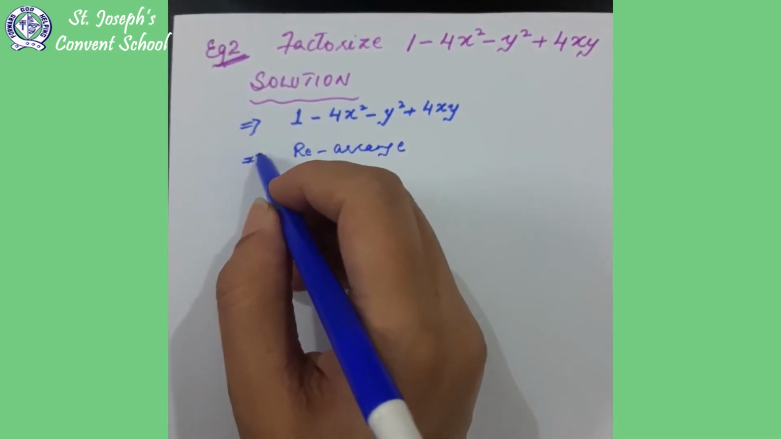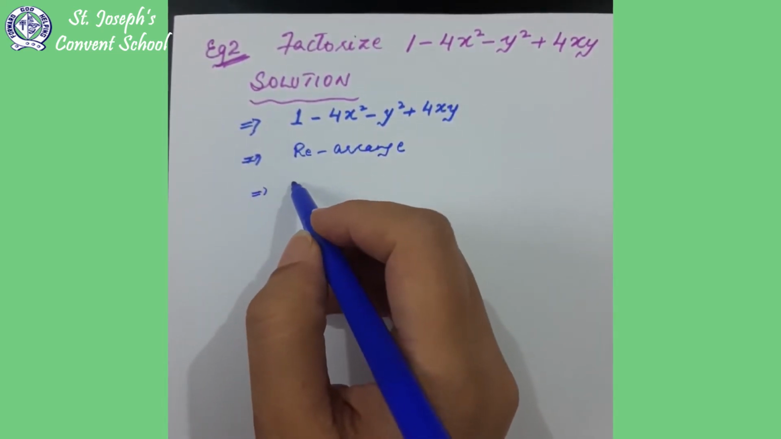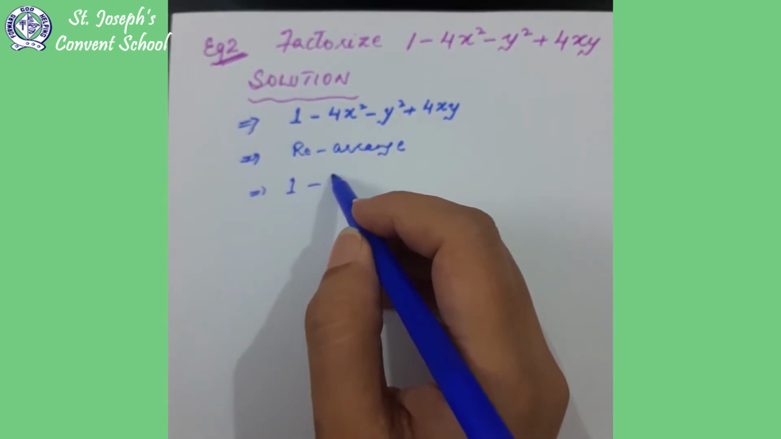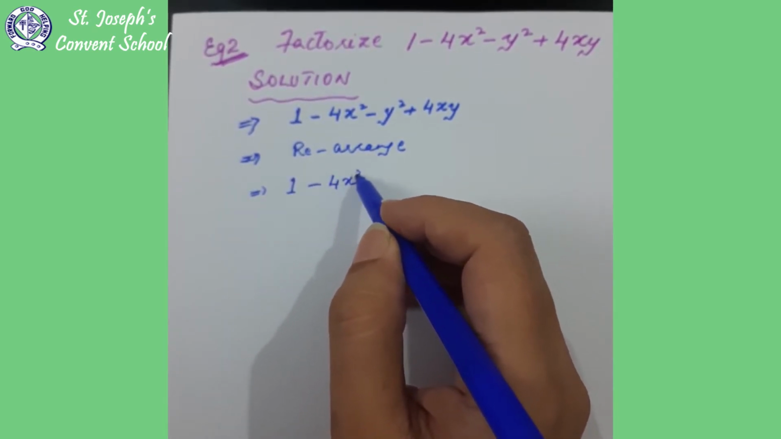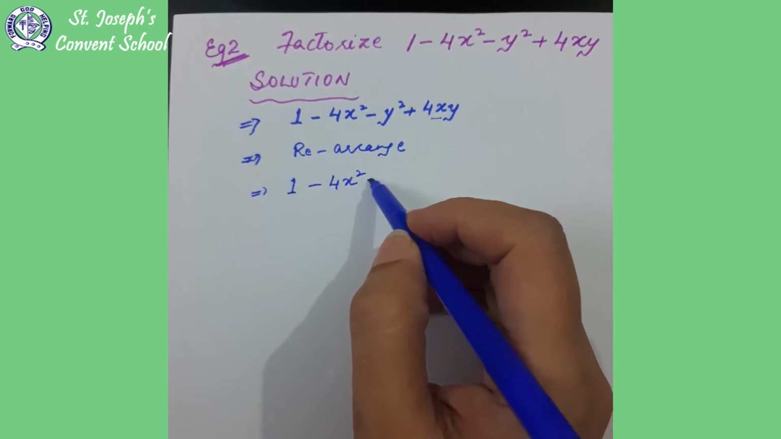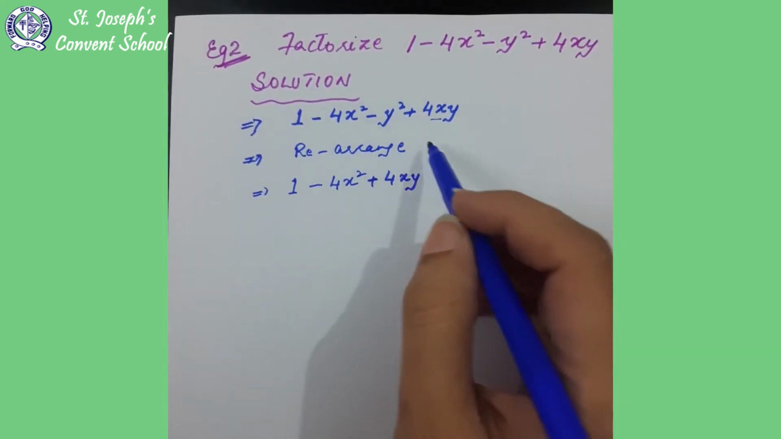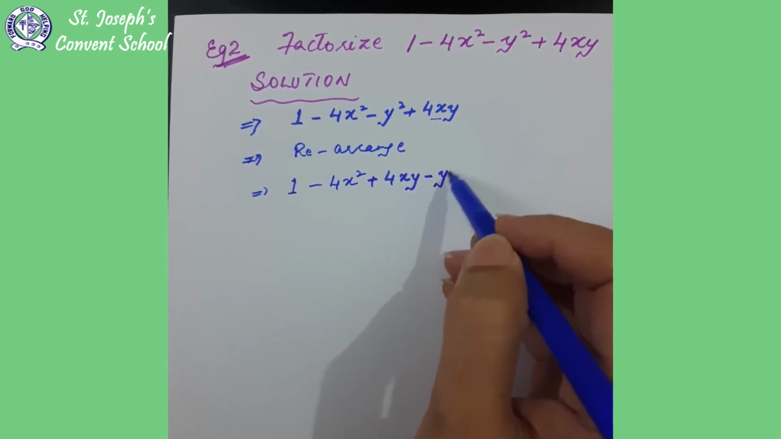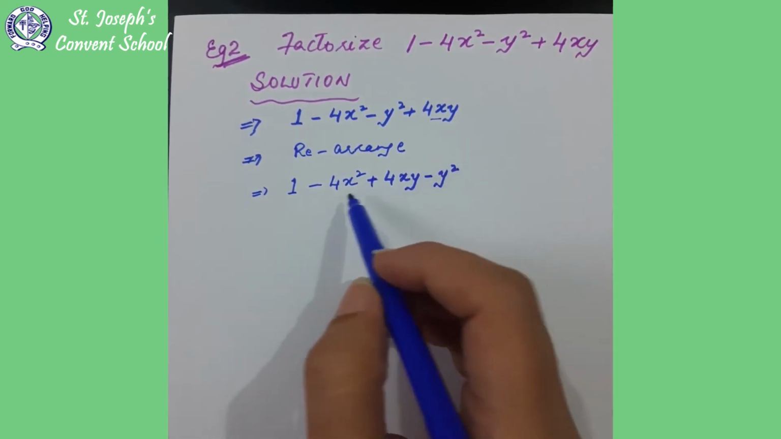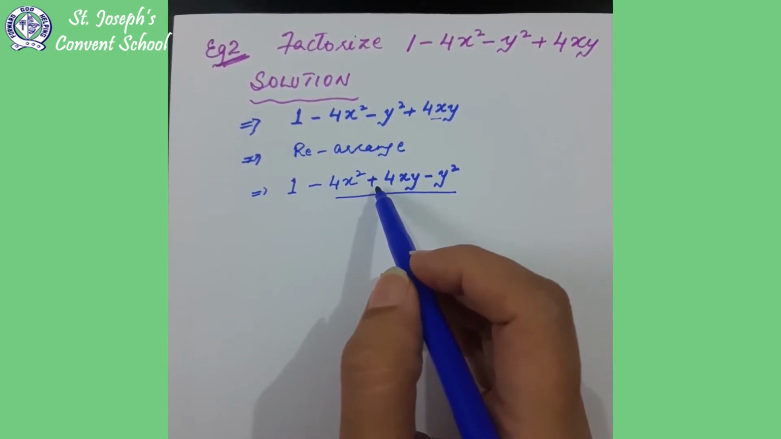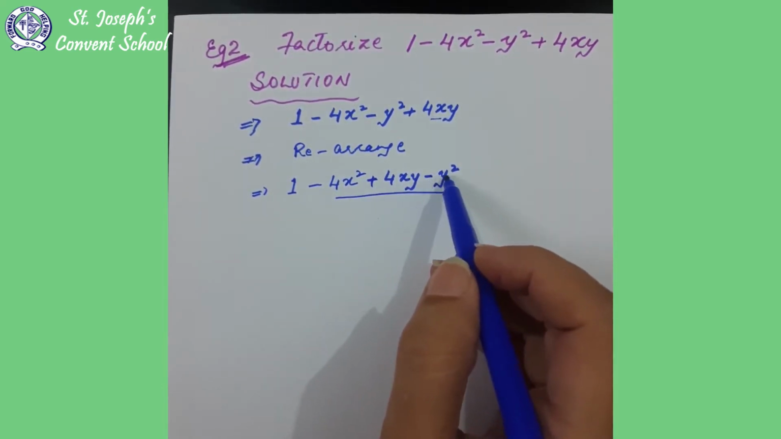Rearrange according to the formula. So 1 will remain as it is as the first term. So minus 4x square, and this is the middle term, so we will write it in the middle, 4xy, and this last term is minus 4y square. So this part we will compare with the formula a square plus 2ab plus b square.